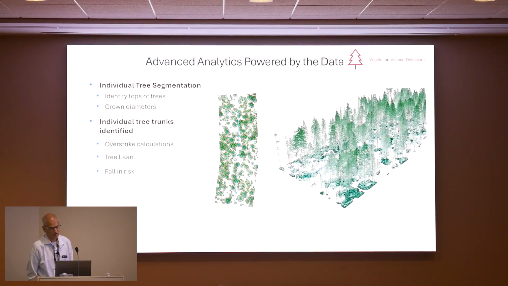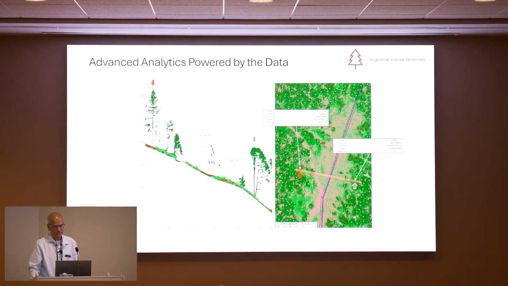This is about the tree analytics. You can identify the top of the trees and the crown diameters. You can also calculate the tree lean as well as fall risk. These are some of the byproducts that you get out of the LiDAR. And this is an interesting thing: you can do advanced analytics. There are 2 examples I've shown here.